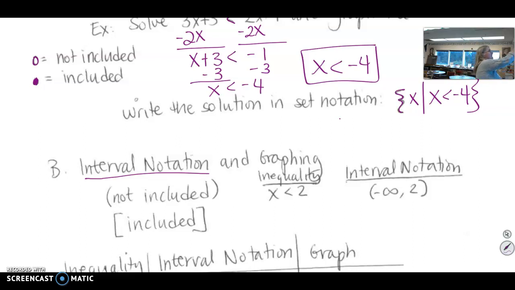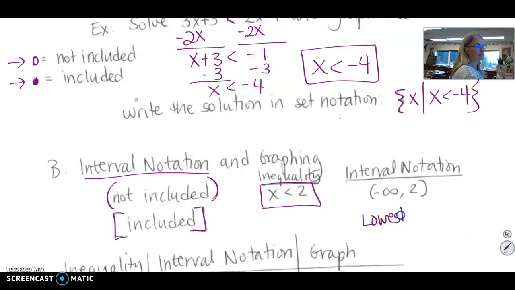And just like you have an open dot for not included and a closed dot for included, with interval notation, you're going to have round parentheses to indicate something is not included, and you're going to use square brackets to indicate something is included. So, for example, if you have this inequality, x is less than 2, we're not including 2. So to write that in interval notation, we're going to go from the lowest number that's possible to the highest, and you put a comma and go to the highest number that x can be. And so our lowest, since x is less than 2, goes all the way to negative infinity.